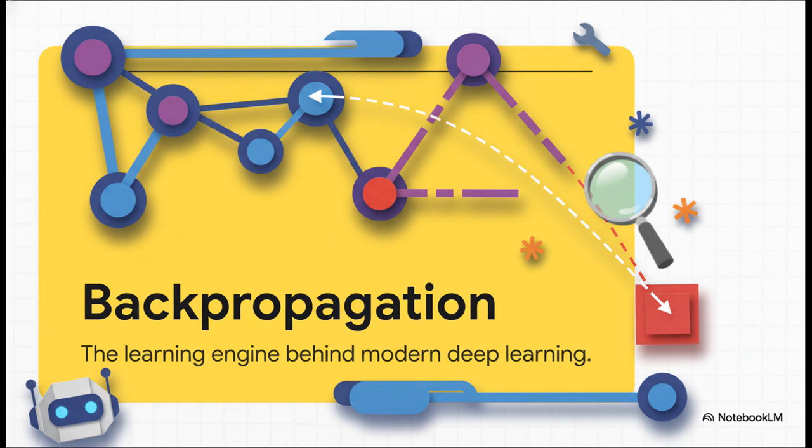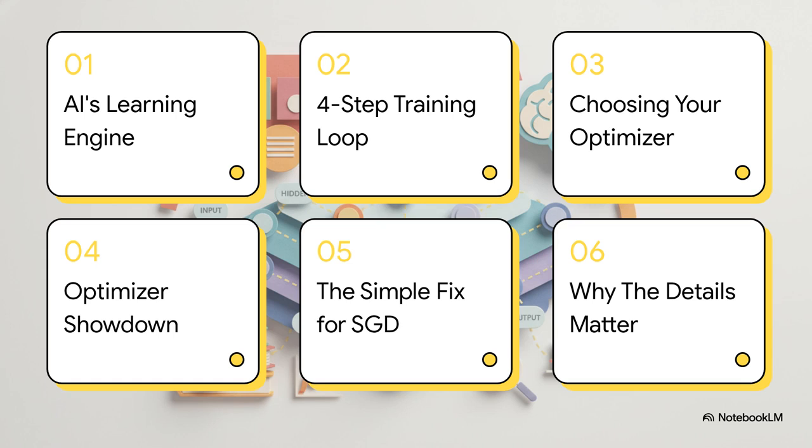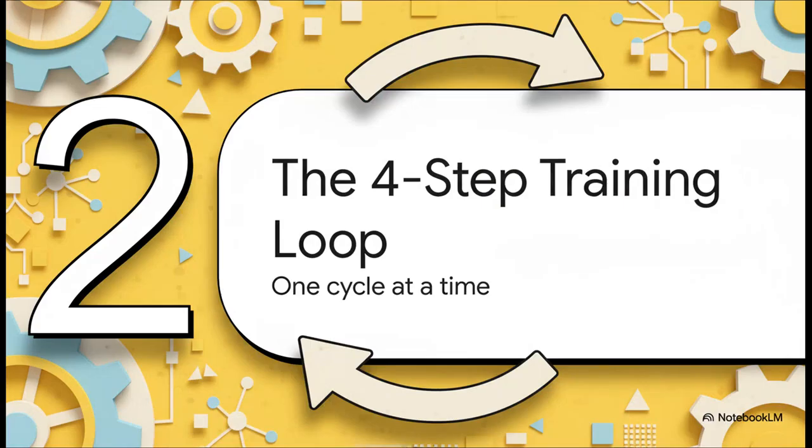So here's the game plan for this explainer. We've just met the learning engine. Next, we'll walk through the four-step training loop that it powers. Then we'll get into choosing something called an optimizer and watch a showdown between two of the big ones. After that, we'll uncover a really clever fix for the underdog and wrap up with why all these little details matter a lot. Okay, so let's get into the main process.